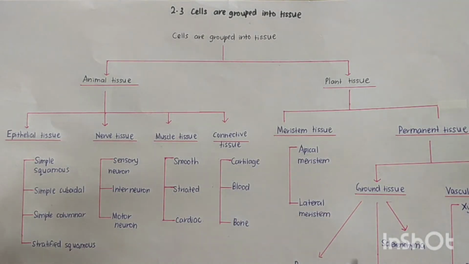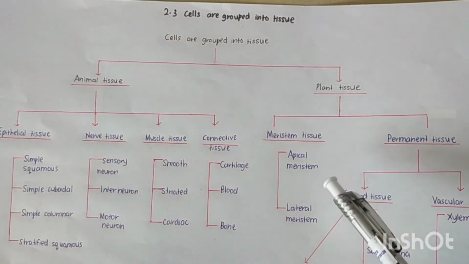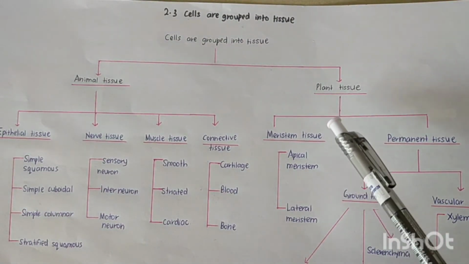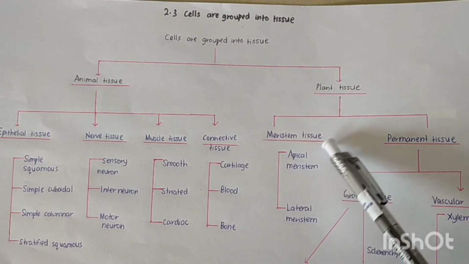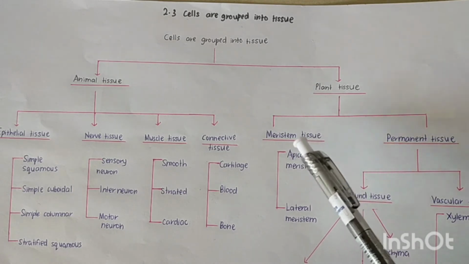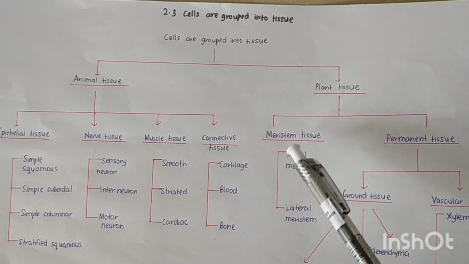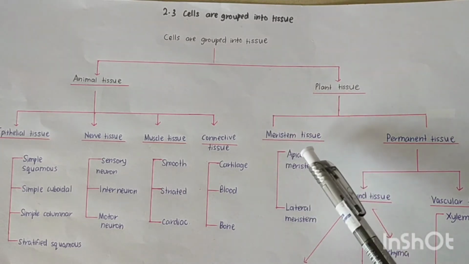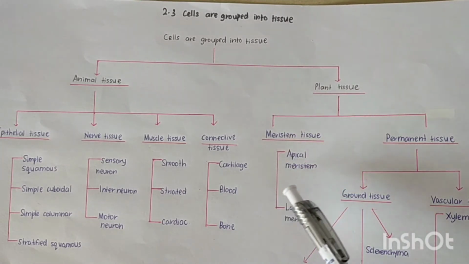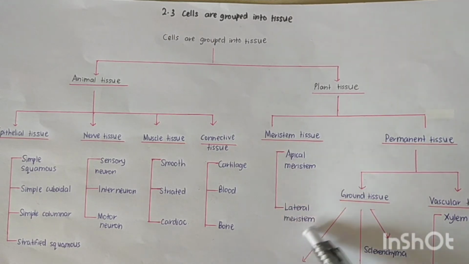For plant tissue, we look at here. For plant tissue, firstly, you have to differentiate. It has the first one we call meristem tissue. The other one is permanent tissue. Both of these plant tissues, you have to know how to differentiate. For meristem tissue, there are 2 types of meristem tissue. The first one we call apical meristem. The other one is lateral meristem.